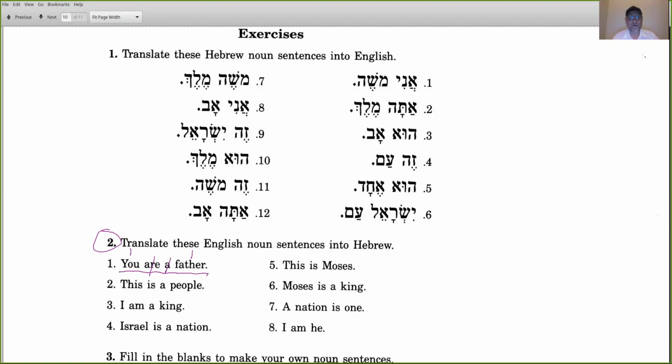Okay? So to make you, we use the word atah. Aleph, patach, tav, kametz, hey. Atah, and now we need the word for father, and I'm going to have to put it below this here. Aleph, kametz, vet. Atah av. That is number 1. Atah av.